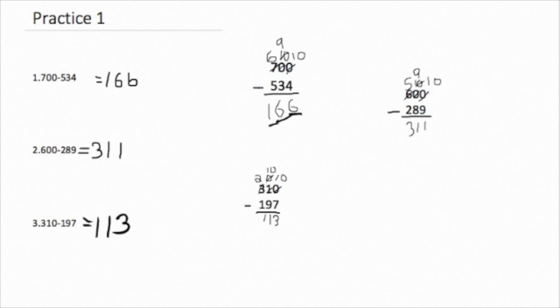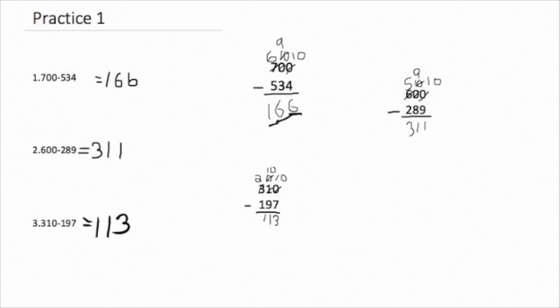Always start in the ones place. 0 minus 9, can't do it. Go over to the tens, can't do it again. Have to go over to the hundreds. Subtract 1 from the 6 to make it a 5. Then you make this 0 a 10. Then you make this 10 a 9. Then you make this 0 a 10. And then you subtract 10 minus 9 to get 1 as your first digit. Second digit, 9 minus 8 equals 1. Third digit, 5 minus 2 equals 3.